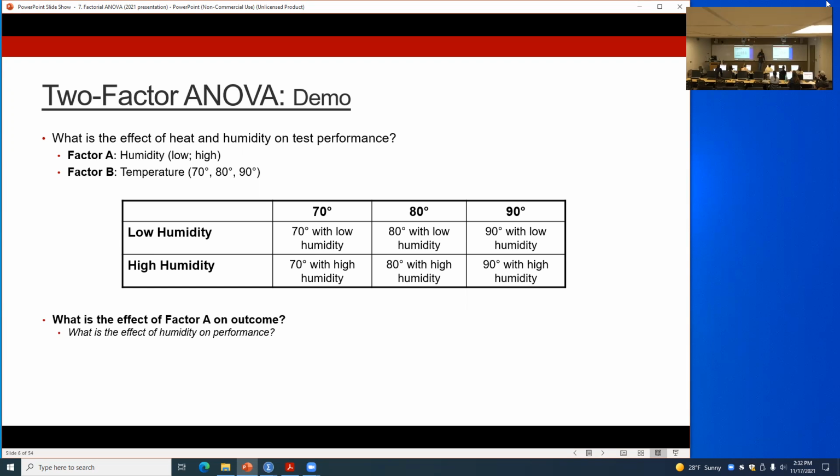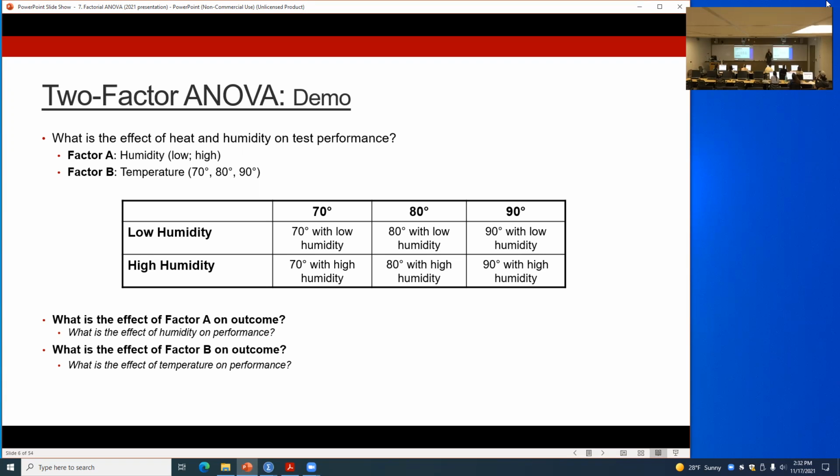And so we've got a number of different effects we can look at that are going to correspond to different effects. What's the effect of factor A on outcome? What's the effect of humidity on performance, right? Collapsing across temperature, if I just look at people performing in high humidity versus low humidity, what's the difference that I see there, right? So we're looking at totals here. We can also ask, what's the effect of factor B on outcome? What's the impact of temperature on performance? Ignoring humidity levels, if we look at scores for people at 70, 80, and 90, what's going on here?